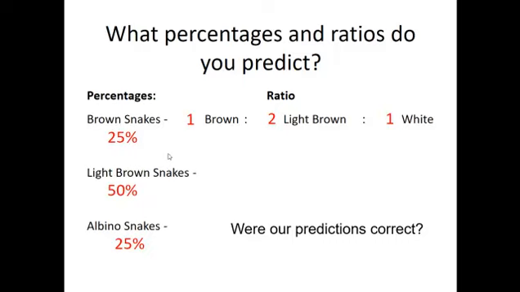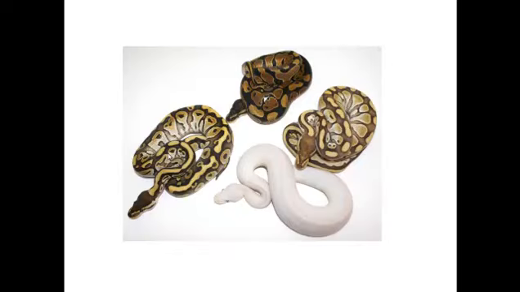So, were our predictions correct? Let's go ahead and see. Look at this. When we cross those two, we did end up getting one brown, two light brown, and one white offspring. Now, I imagine if these snakes had lots more babies, that we could see slightly different ratios. They aren't going to be perfect every time. Each time they have a new baby, they will have a 1/4 chance of having a white snake, a 1/4 chance of having a darker brown snake, and a 50% or half a chance of having this lighter brown color.